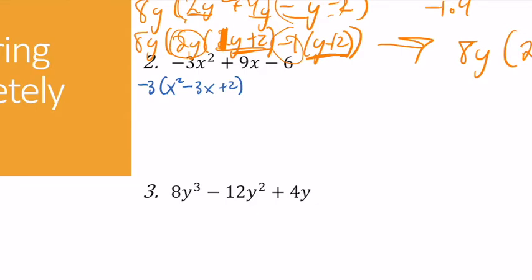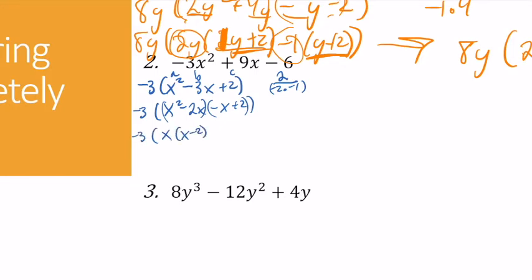So I want to find the factors of AC that add up to B. So what are some factors of 2 that add up to negative 3? Well, that'd be negative 2 times negative 1. That gives me negative 3 times x squared minus 2x minus x plus 2. And then I factor by grouping. Negative 3 times x minus 2. Here I pull out a factor of negative 1. I collect my greatest common factors and what they had in common.